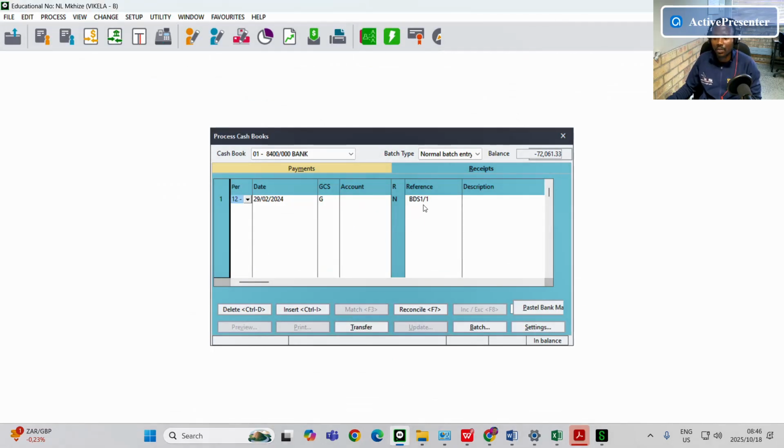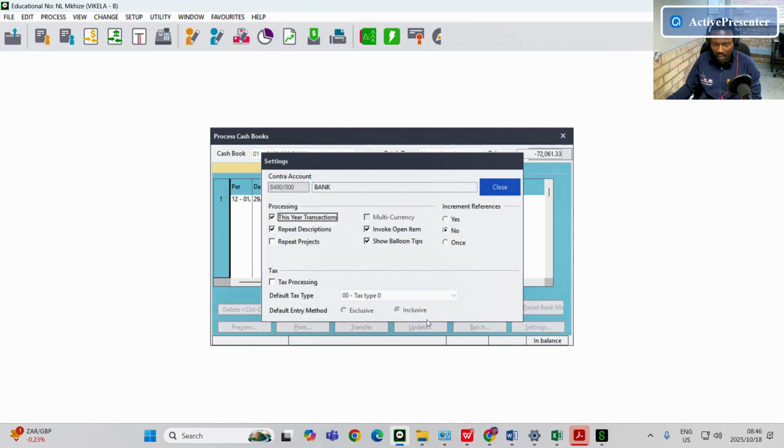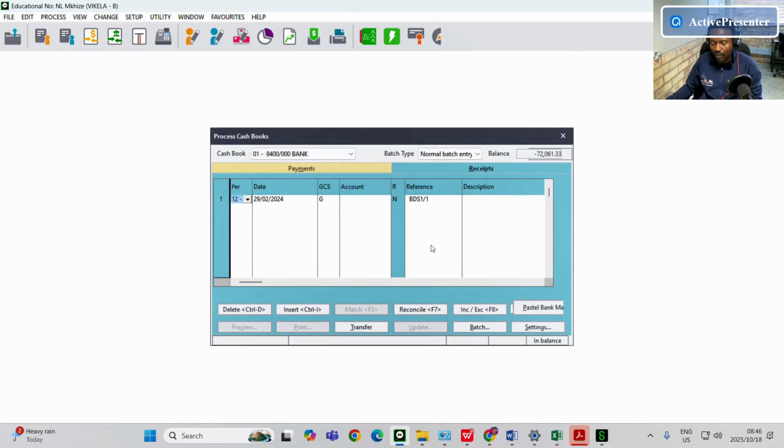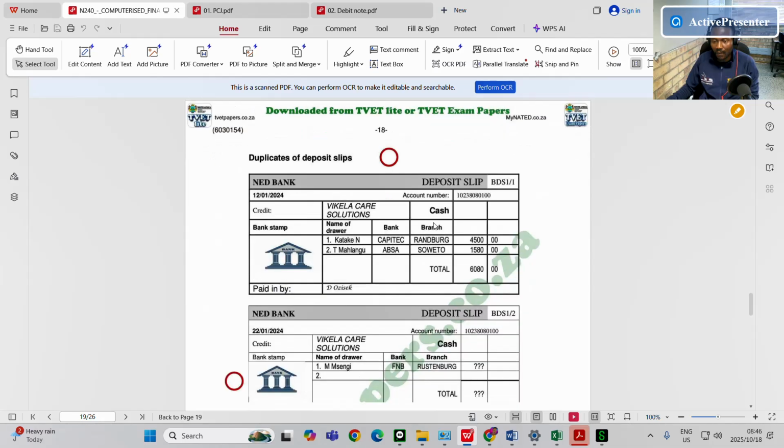We all know the first thing we need to do is the settings. With the settings of the cash book, you need to switch off repeat description, as each and every transaction is unique. You need to tick text processing. It must be on inclusive. Increment reference could be yes or no. Let me just say yes. Now I'm starting to record my CRJ, using the duplicate of deposit slips to record.